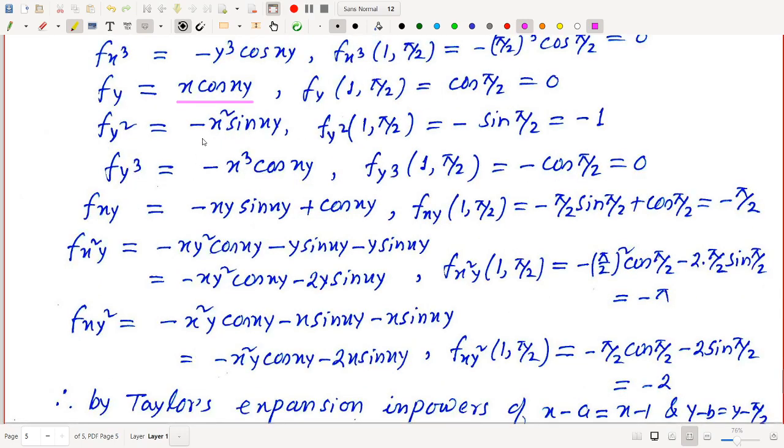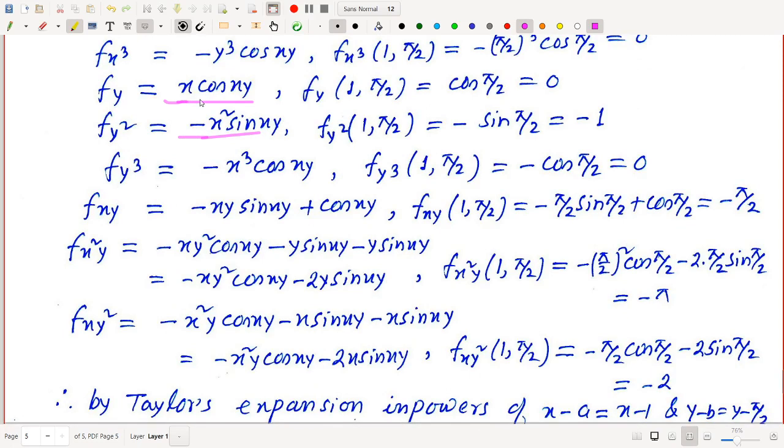F suffix y cube means if we differentiate this again with respect to y, we shall get another x, so minus x cube, and sin xy becomes cos xy. Cos pi by 2 is 0, so this value is 0. Then f suffix xy means mixed second order partial derivatives. This f y, let us differentiate with respect to x.